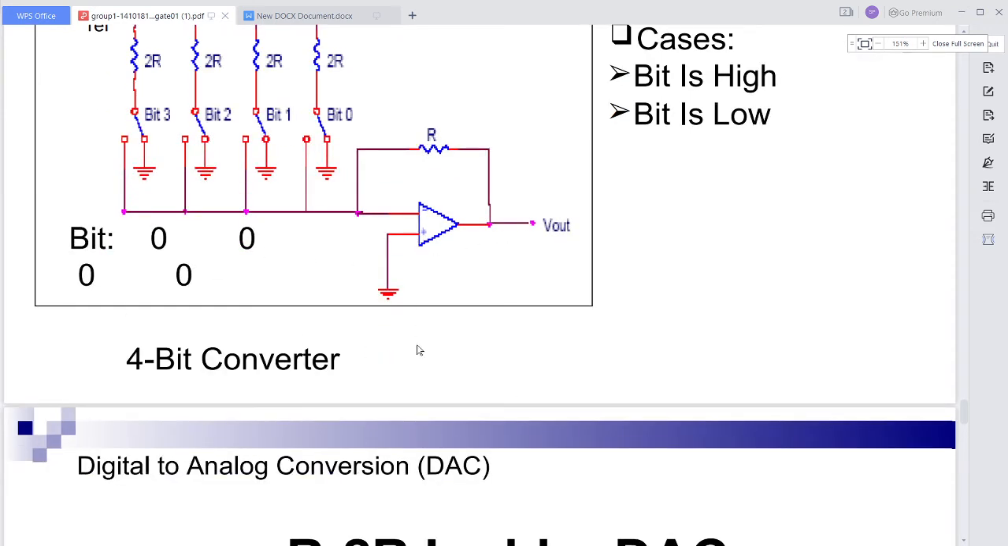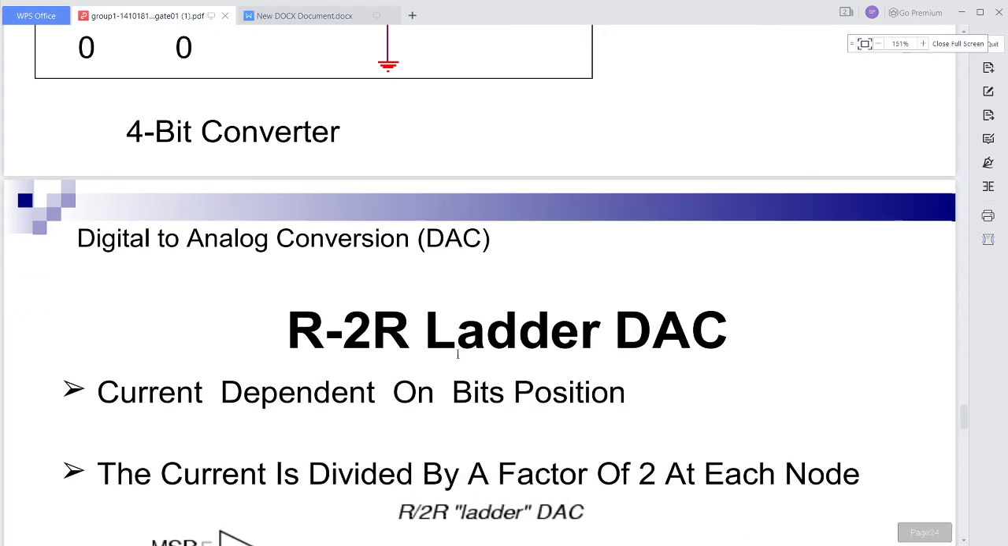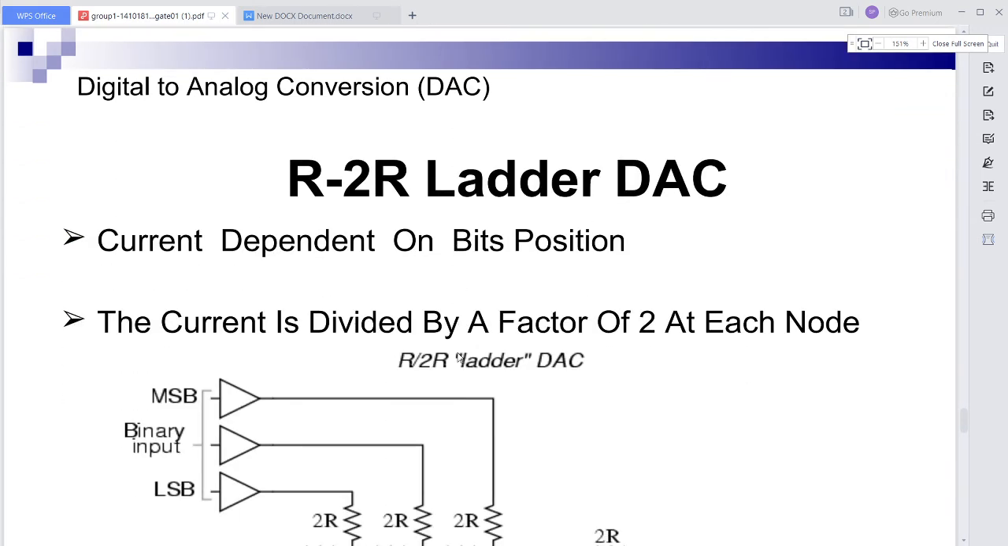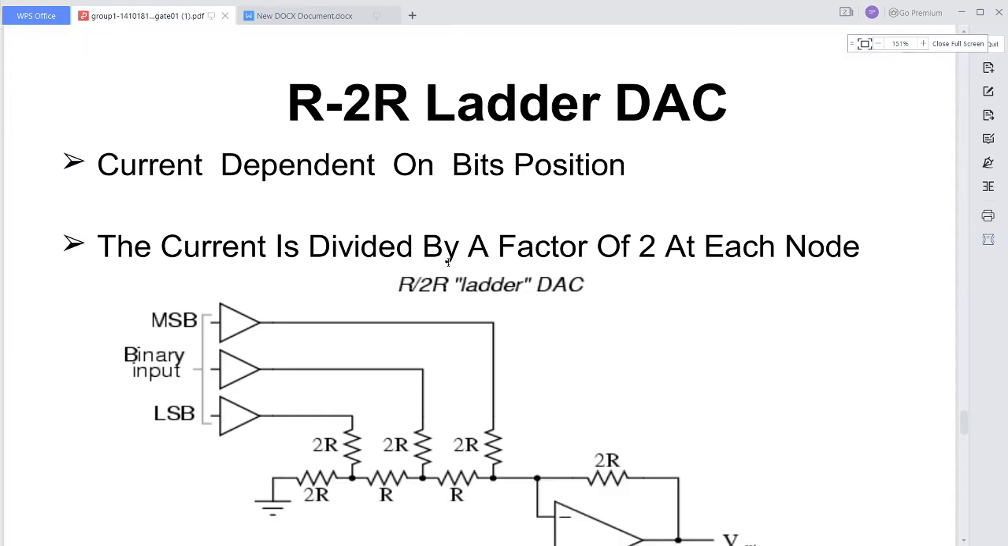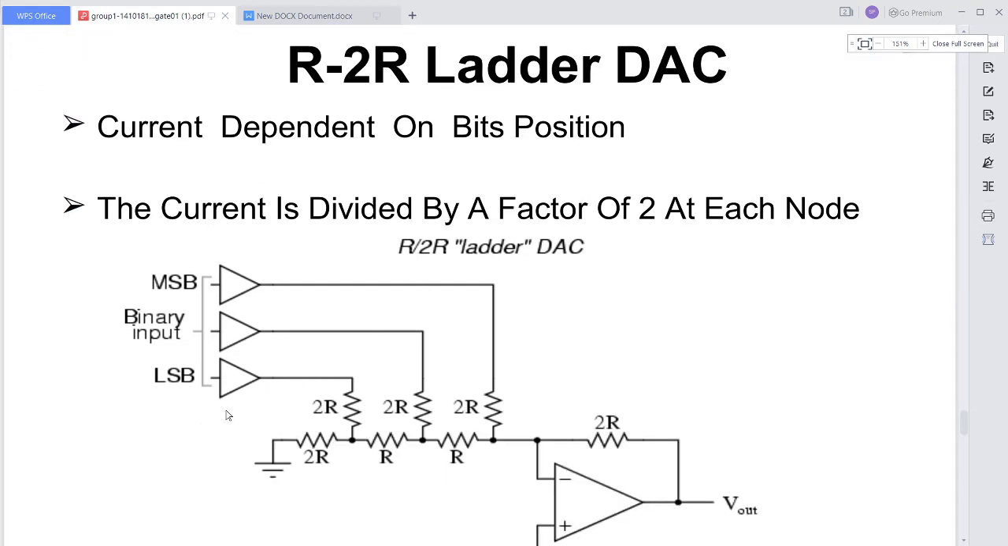It is a 4-bit converter. If you require a 4-bit converter to convert 4 bits of data, we require 4 switches, and based on the number of bits we have to choose the number of switches. Now we are going with the operation. In the R to 2R ladder DAC, the current depends on the bit position. See this one, it is the LSB, least significant bit, and it is the MSB.